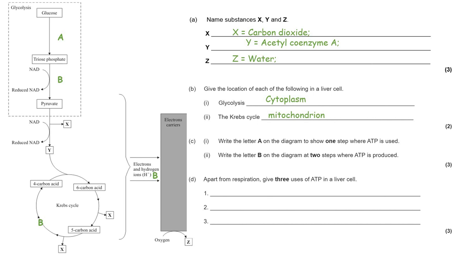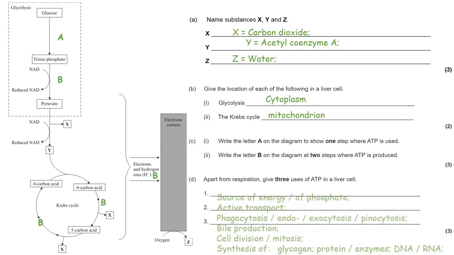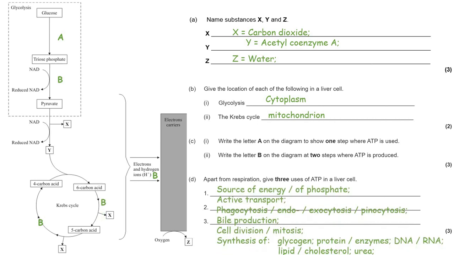Apart from respiration, give 3 uses of ATP in a liver cell: as a source of energy or a source of phosphate, active transport, phagocytosis or endocytosis or exocytosis, cell division or mitosis, synthesis of glycogen, protein or enzymes, DNA or RNA, lipid or cholesterol or urea.